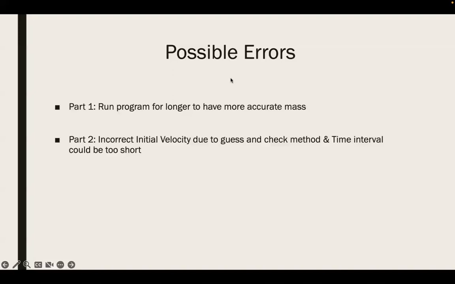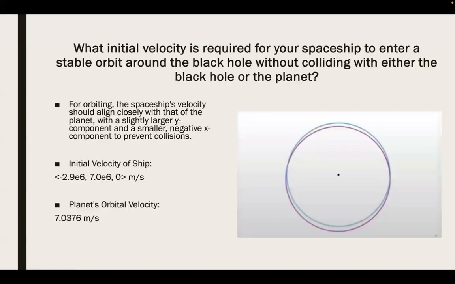Possible errors would be, in part 1, running the program for longer to have a more accurate mass. And then for part 2, an incorrect initial velocity due to the guess and check method, as well as the time interval could be too short. And then finally, we ask questions: what initial velocity is required for your spaceship to enter a stable orbit around the black hole without colliding with either the black hole or the planet?